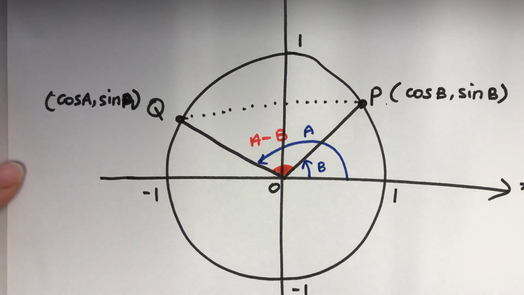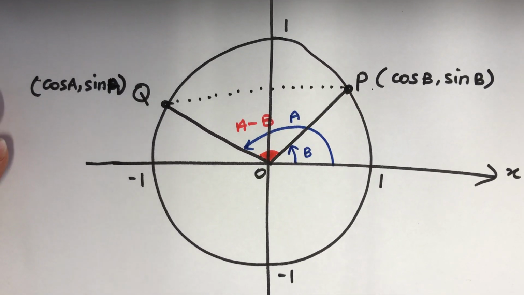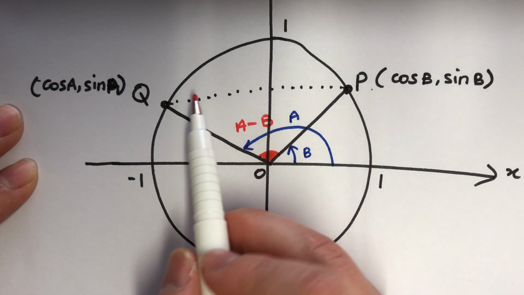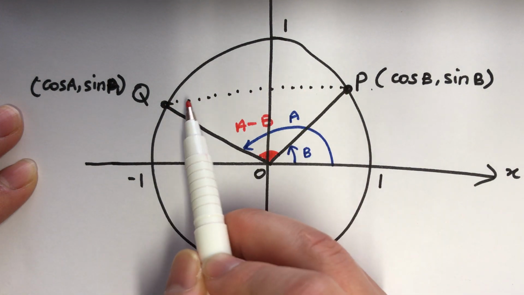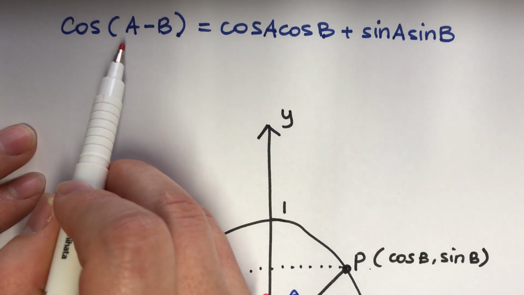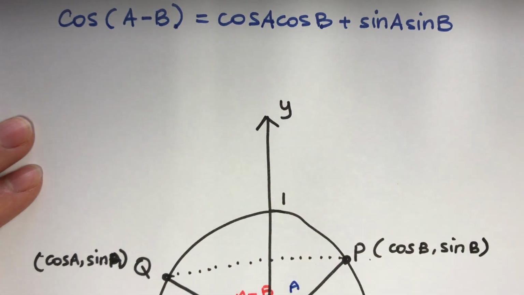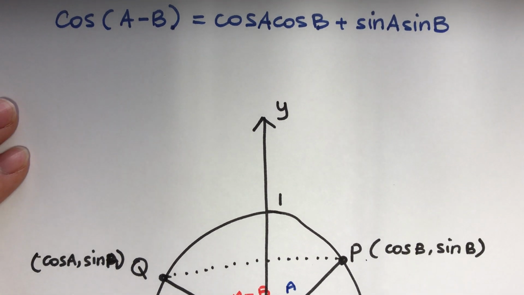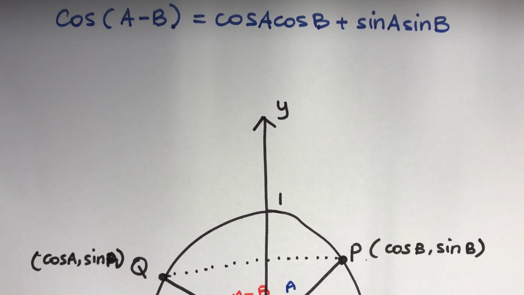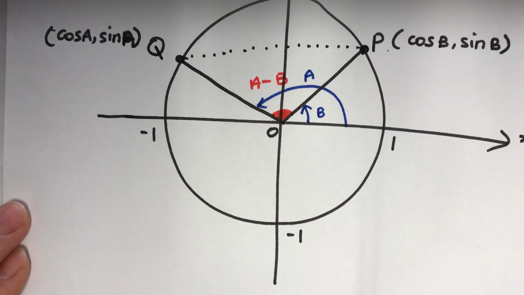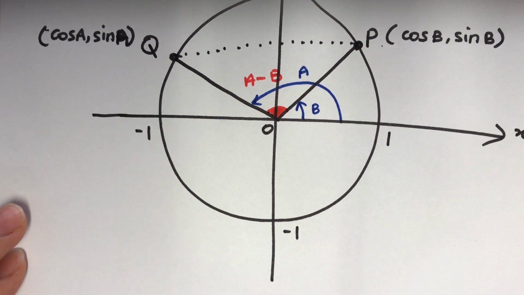I'm going to use two formulas and equate them. The first formula is the distance formula for PQ, and then I will use the cosine rule, finding the unknown side, which is PQ. Then I will equate them and make cos(A − B) the subject, and it'll be cos A cos B plus sin A sin B. So let's have a look at the distance formula with PQ.